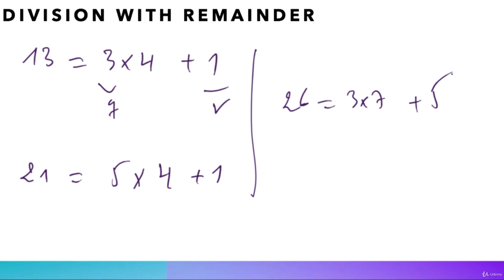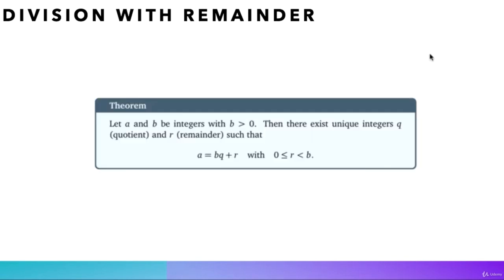Notice that the remainder is all the time lesser than the divisor itself, and we get the following theorem. If a and b are both integers with b strictly positive, then there exist unique integers q for quotient and r for remainder, such that a is b times q plus r, and as we saw before, r is always strictly lesser than b.